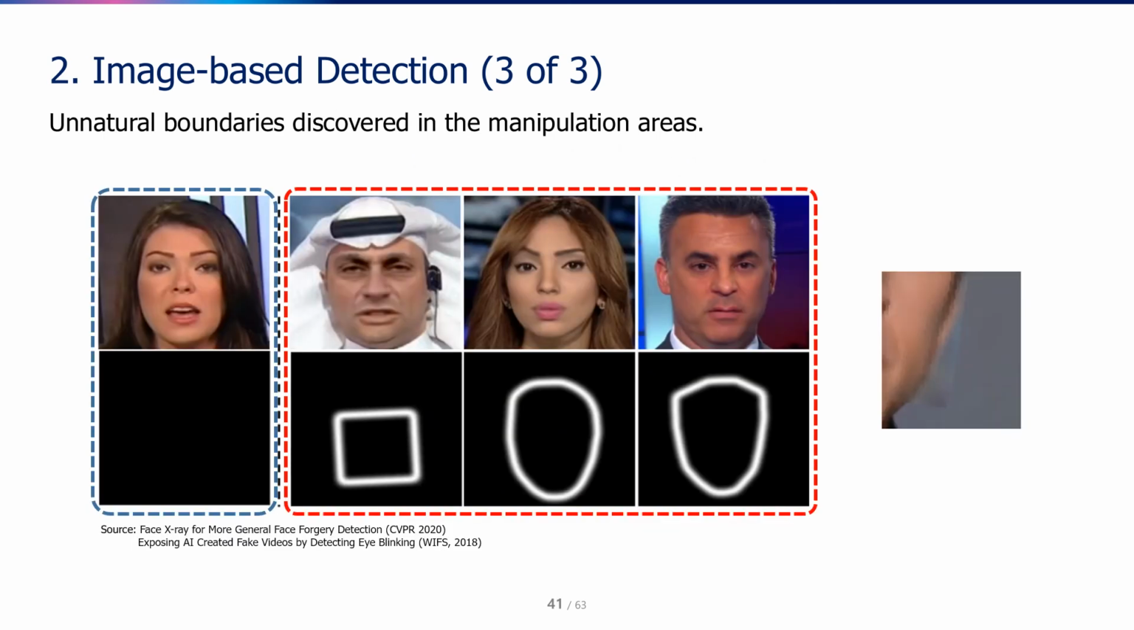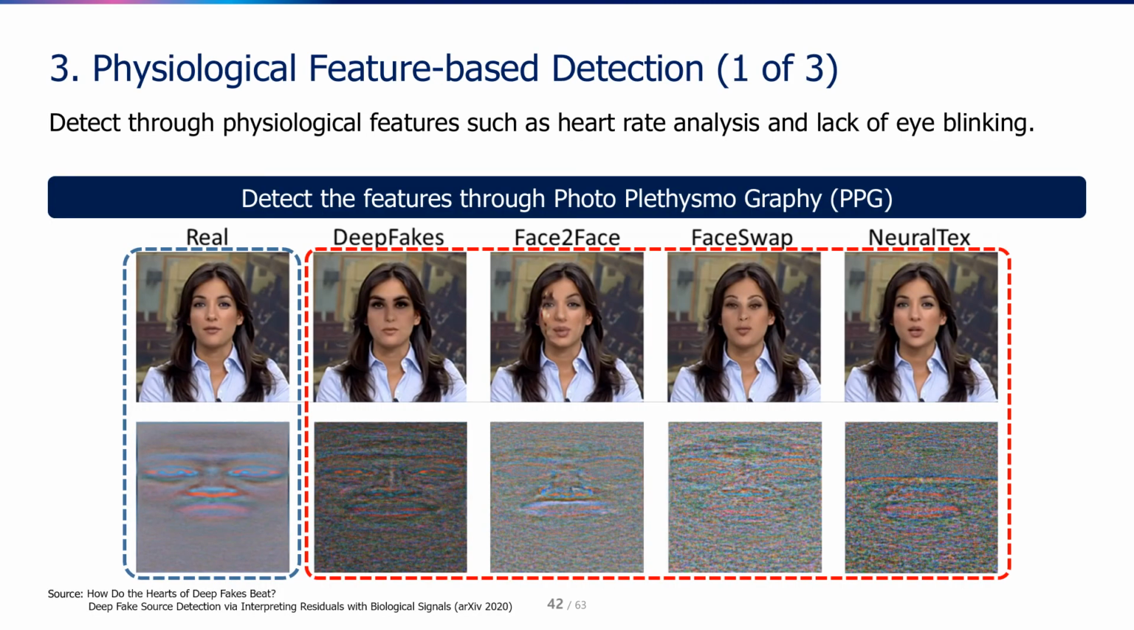This is a technology called Face X-ray, which focuses on the unnatural boundaries discovered in the face area. If you take a look at the image on the right, the facial boundary is noticeably distinctive. Lastly, the physiological feature-based detection analyzes the physical hints, such as the heart rate analysis and lack of eye blinking. The images at the bottom row show the blood flow measurement with light, and the difference is noticeable between the real image in the blue box and fake images in the red box.